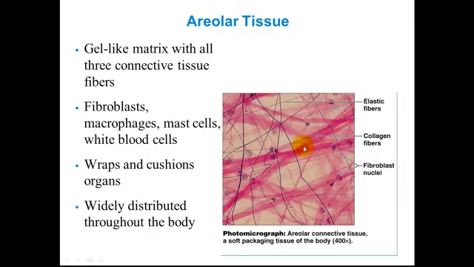So we have our collagen fibers, our elastic fibers. You can see the nuclei of the fibroblasts. Those are the cells that are going to be producing this. We will also see things like macrophages and white blood cells and mast cells. This is very widely distributed throughout the body, and we would find this wrapping and cushioning organs.